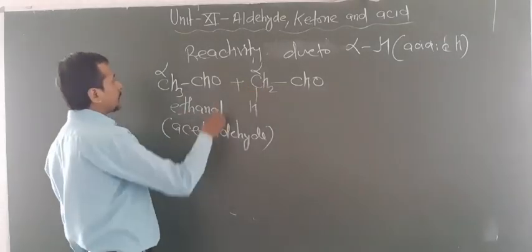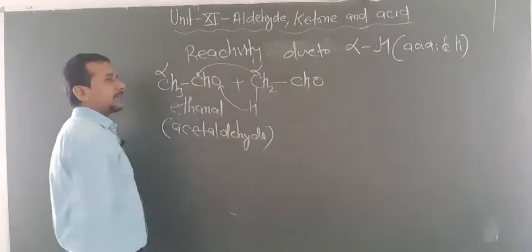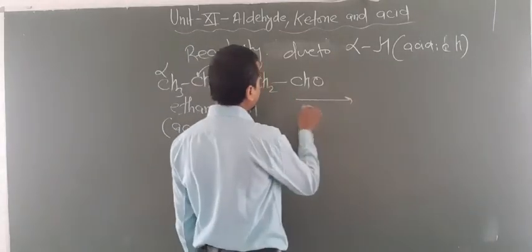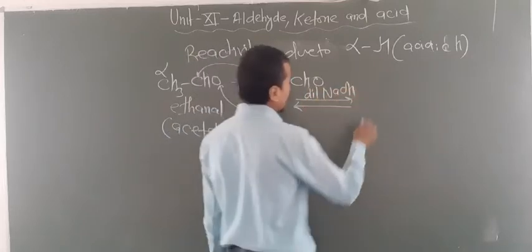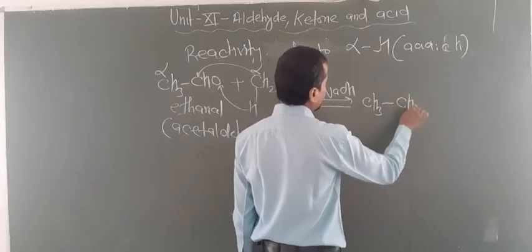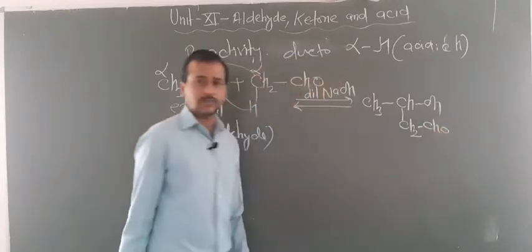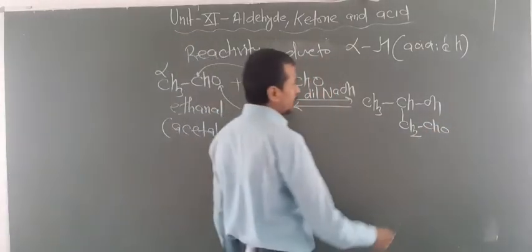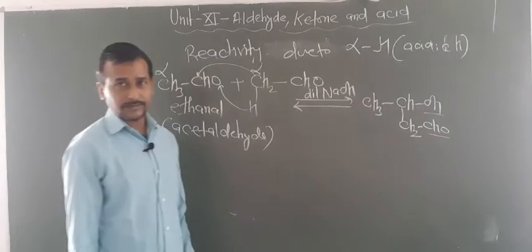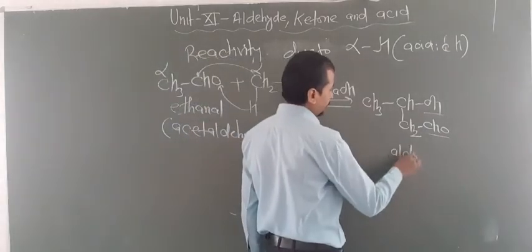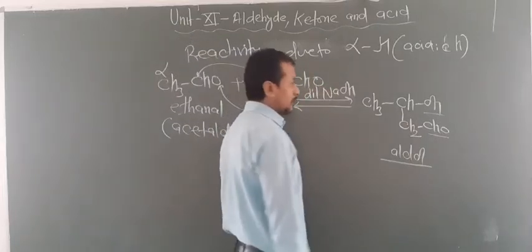this alpha H moves towards the oxygen atom and this carbon moves toward this carbon, that is the carbon of carbonyl, in presence of dilute NaOH. So now your answer will be CH3 CH, this becomes OH, and now this carbon is attached to CH2 CHO. Okay, now look at here, this contains an alcohol group and an aldehyde group, so that's why this is known as aldol. Okay, so this is a type of aldol due to presence of two types of functional groups, aldehyde and ketone, sorry, aldehyde and alcohol.